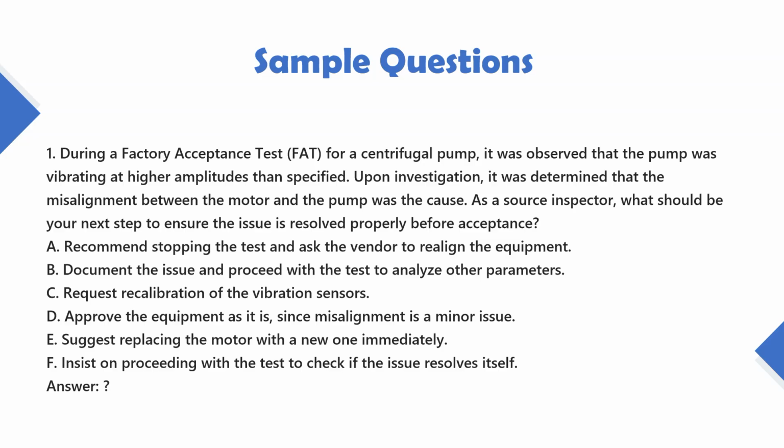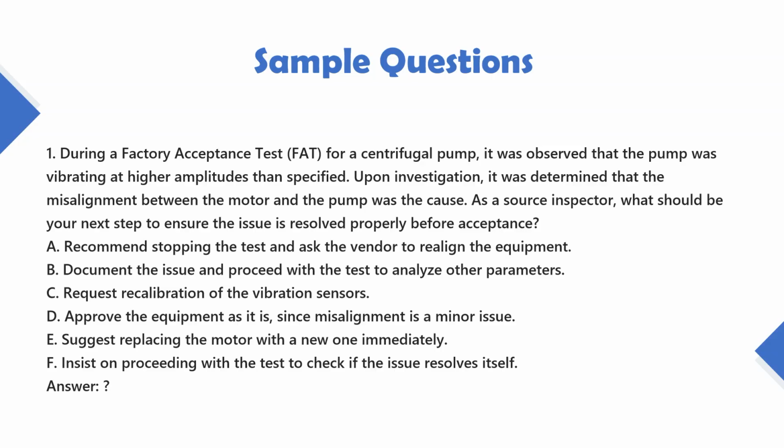1. During a factory acceptance test, FAT, for a centrifugal pump, it was observed that the pump was vibrating at higher amplitudes than specified. Upon investigation, it was determined that the misalignment between the motor and the pump was the cause. As a source inspector, what should be your next step to ensure the issue is resolved properly before acceptance?